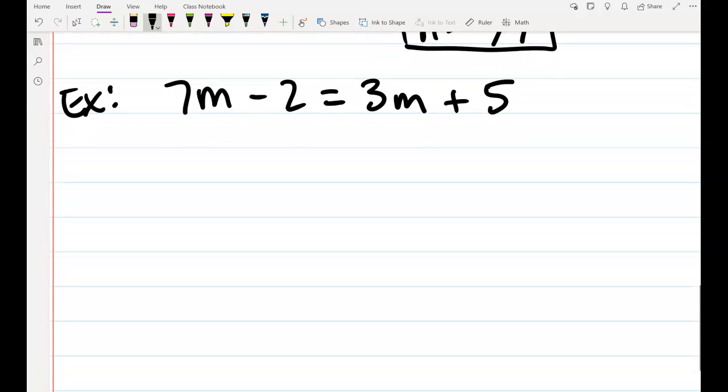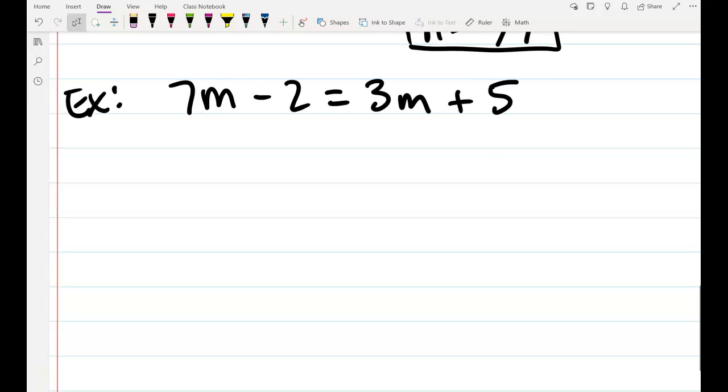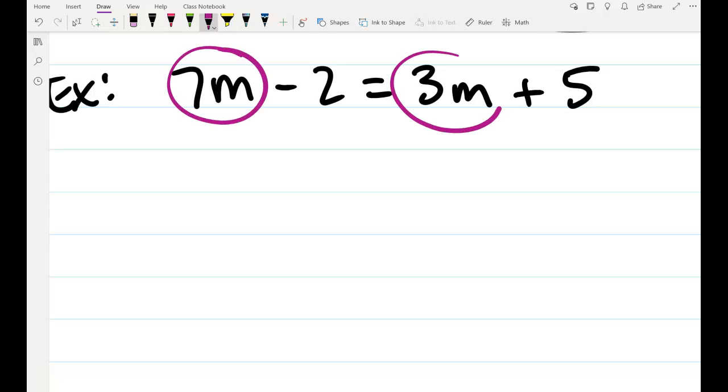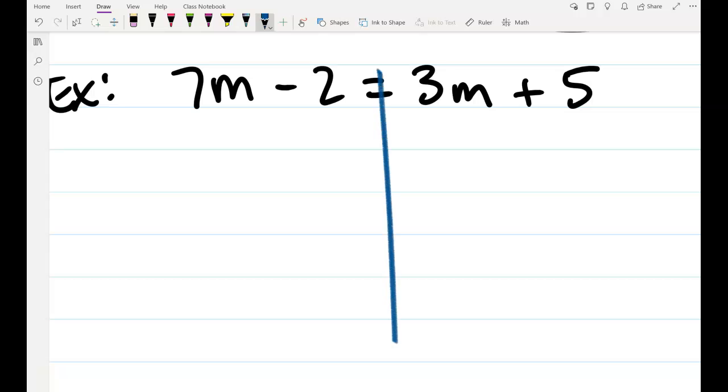Okay, now in the last example. In this example, I do have two terms that could combine. I have the 7m here, I have the 3m right there. However, there's a bit of a problem, which makes this question different. The problem is that they're on opposite sides of the equal sign. And if you ever have them in this kind of situation, you cannot combine them unless they're both on the same side. So I have some choices.